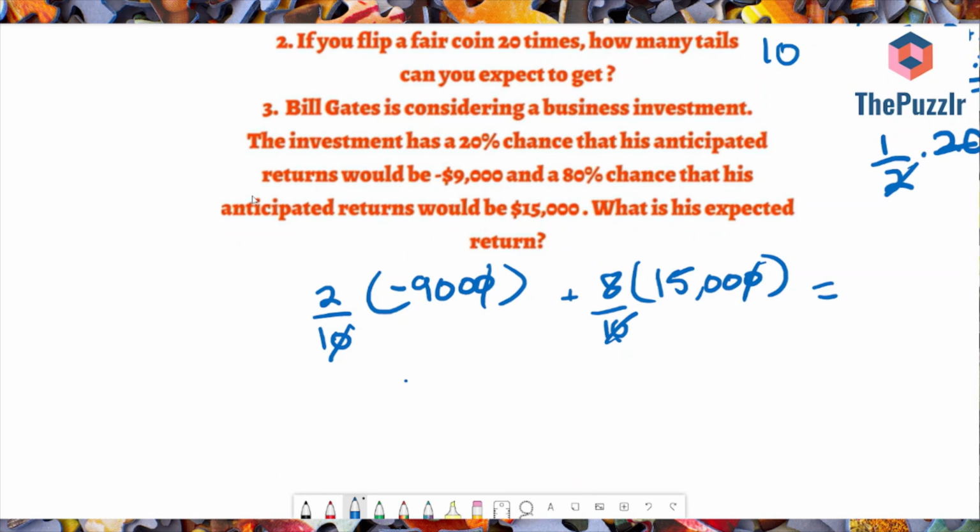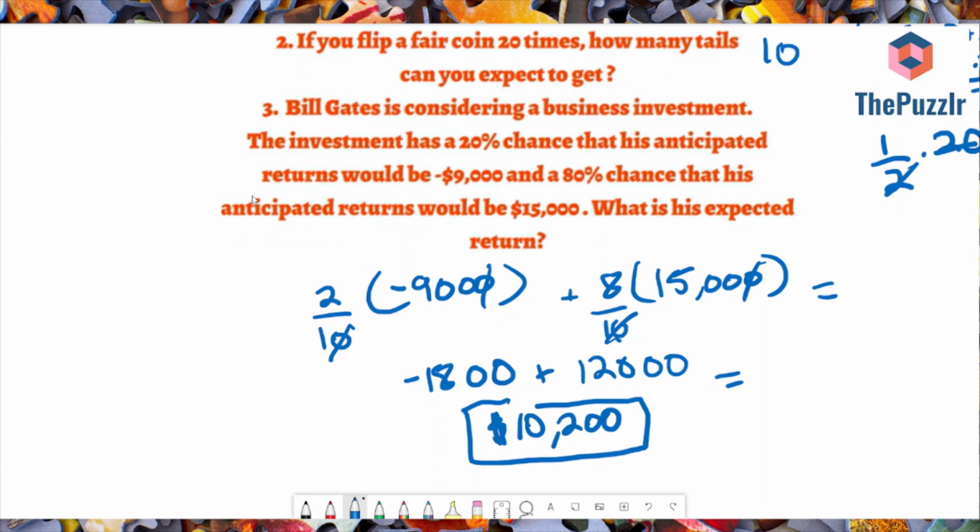2 times negative 900, which is negative 1800, plus 8 times 1500, which gives us 3000 times 4, or 12,000. So 1500 times 8, that's 3000 times 4. Just double checking, that's 12,000. Yep. And then here we have negative 900 times 2, which is negative 1800. Looks correct. 12,000 minus 1800, well, that's going to be 10,200 as the expected return. So yes, if Bill Gates wants to get even richer, he should make this investment.